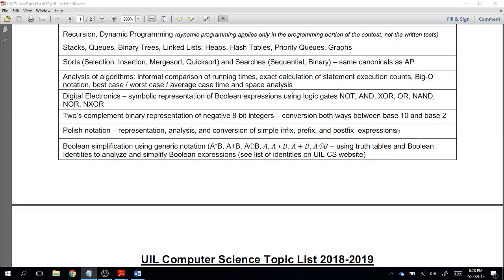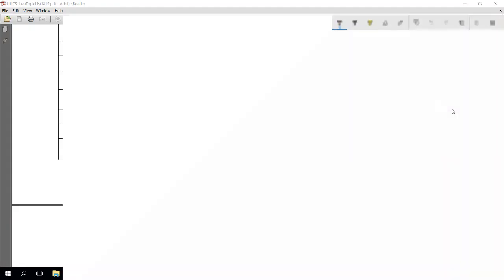Now, before we dive too much into what Polish notation is, and what reverse Polish notation is, and what any of this means, let's first start with why is this even necessary? So let's go ahead and imagine a problem.